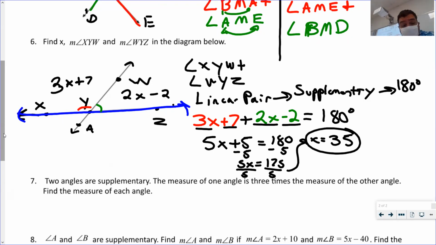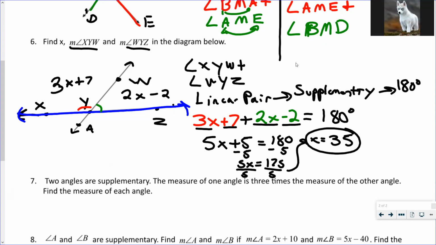Before I move on to the next part of this question, number 6 is not done. We still need these two angles. Does anyone have any questions about what just happened? Whether you want to chat it to me or you want to say it out loud. Can you do the problem again, the 3x plus 7? Or what are we going to do with it? Yeah, what do we have to do? You have an idea?